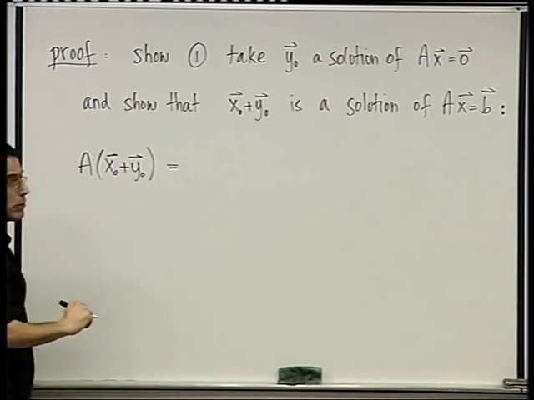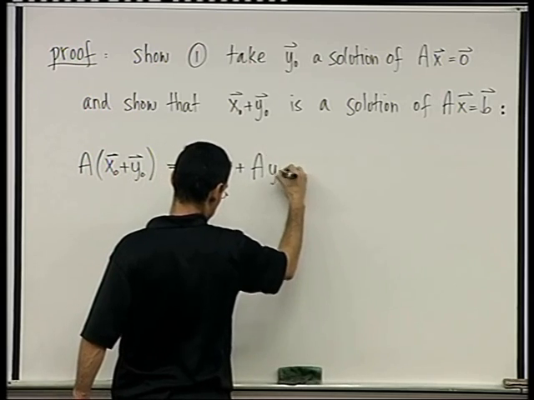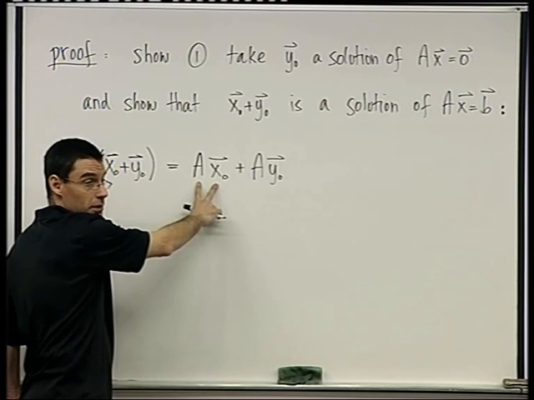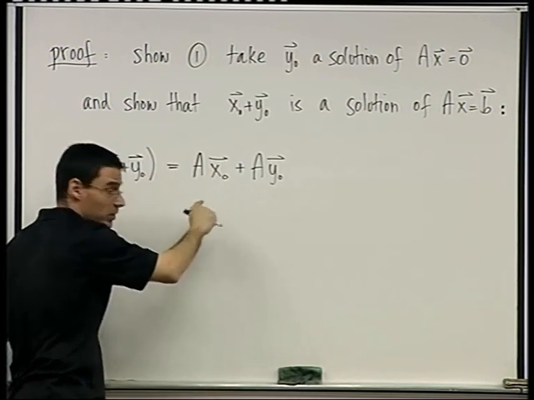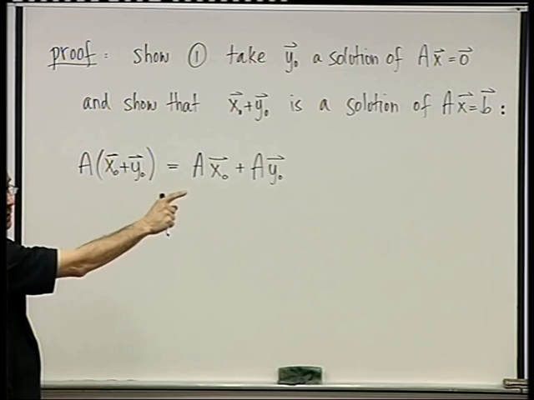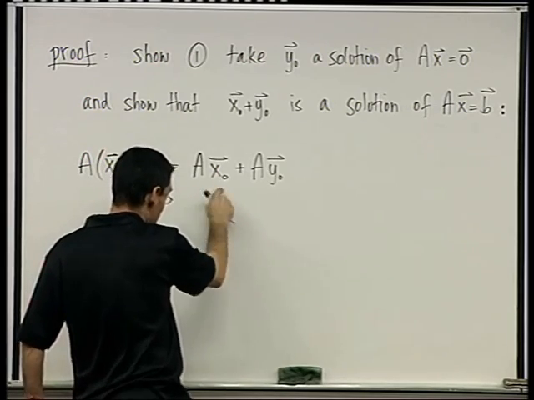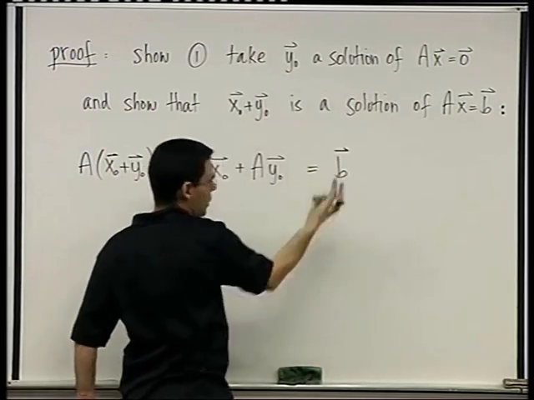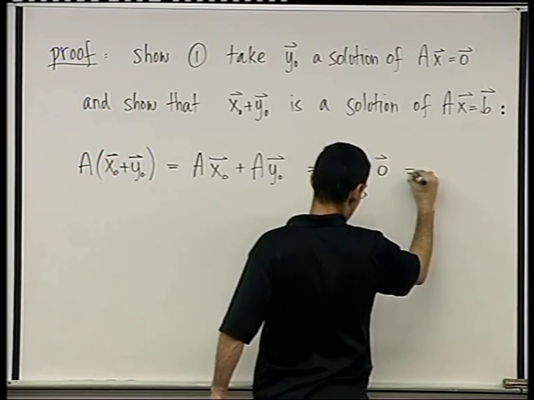By distributivity of matrix multiplication and matrix addition, this equals ax0 plus ay0. These are properties of matrices that we already know. What is ax0? 0. No. B. Because x0 was a specific solution of the non-homogeneous system. Look at the theorem on that board. If x0 is a specific solution of ax equals b, that means that ax0 is just b. And y0, we're taking y0 a solution of ax equals 0. So ay0 is 0. That's it.